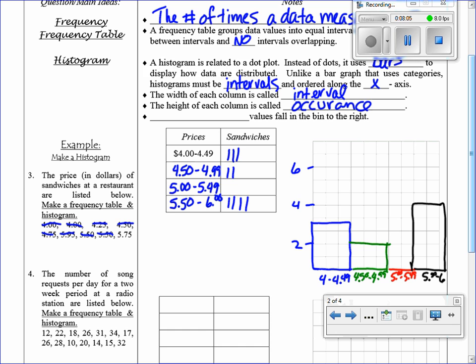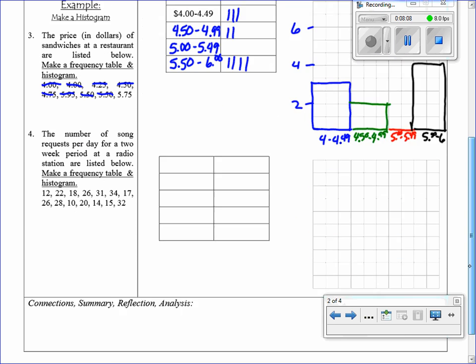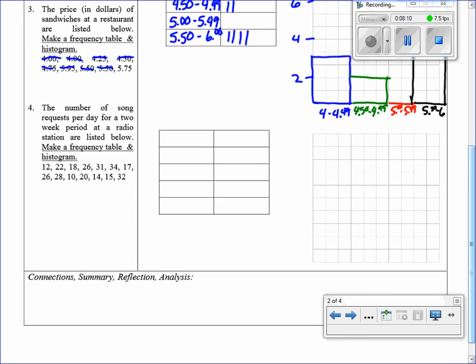Okay, so if you would please go ahead and do number 4. Set up a frequency table and set up a histogram to represent the song requests per day.